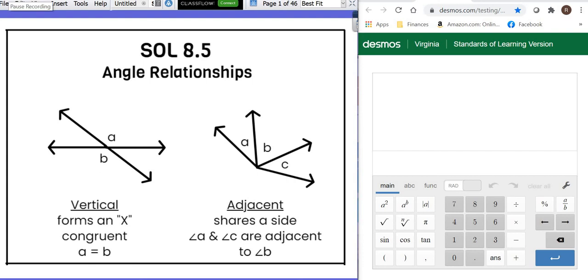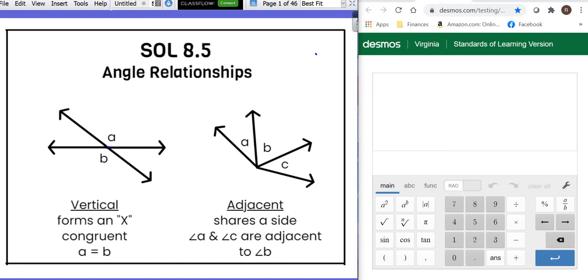Hey guys, here we are with the little angle relationship SOL review. The first picture you see is showing you what vertical angles look like. They form an X and they touch only right here at their vertex is all. And you know that A and B are exactly the same size.